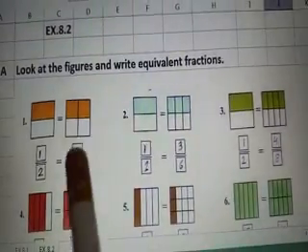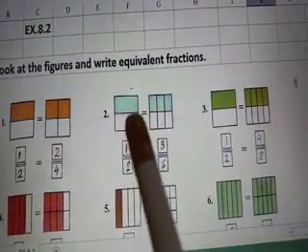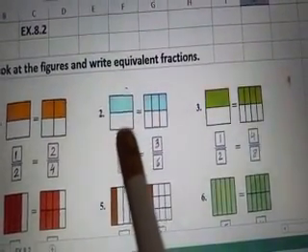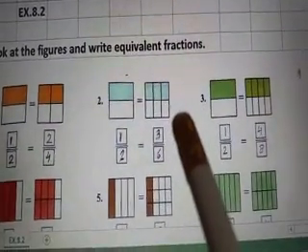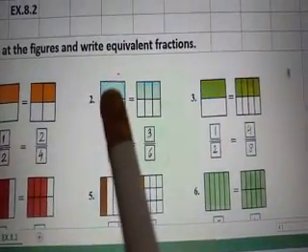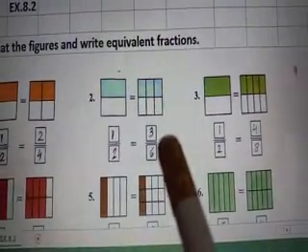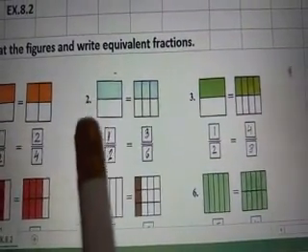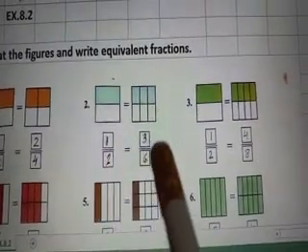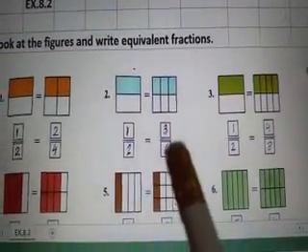Second part, this shape is divided into 2 parts and this shape is divided into 6 parts. Here one part is shaded out of 2. Here 3 parts are shaded out of 6. So this is the equivalent fraction of 1/2, that is 3/6. In the same way you will do all parts.